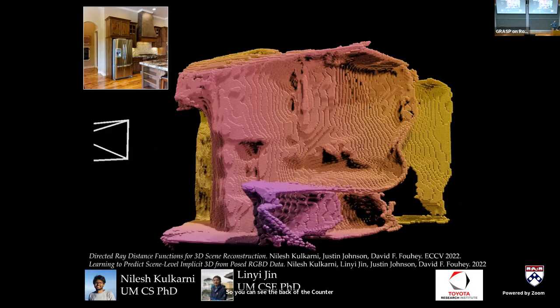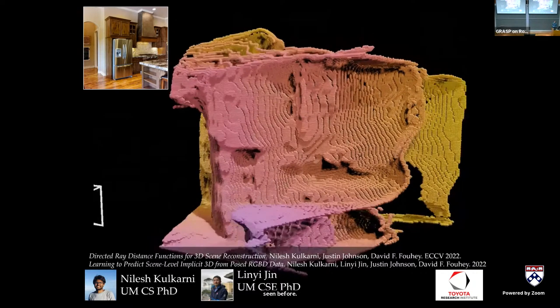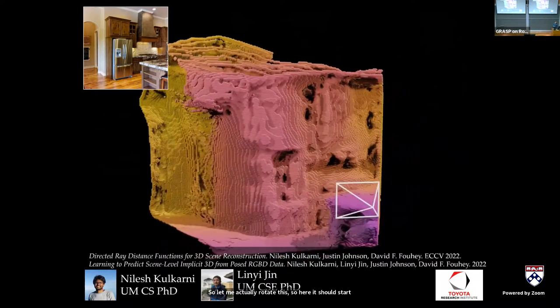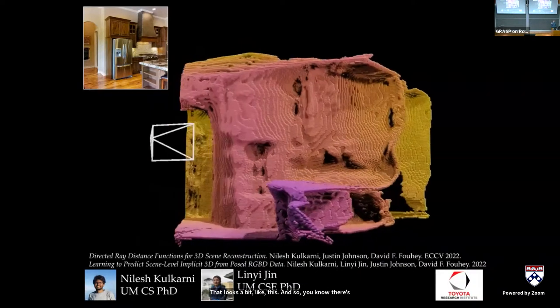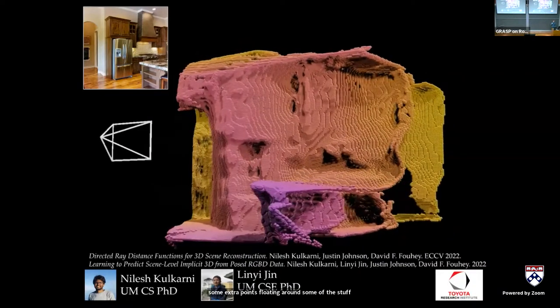So we're producing a reconstruction like this. Now, some of the surfaces are not quite precisely correct, but it's getting a good general gist of the scene. And it's doing this from a single RGB image that it's never seen before. So let me actually rotate this. Here it should start rotating, and you're getting a reconstruction that looks a bit like this. There are some extra points floating around, and some of the stuff in the far background is a little creative, but it's able to get the gist of the scene quite nicely. We'd like to be able to do this from a single image, and you can imagine this would be a useful ability for lots of autonomous agents.